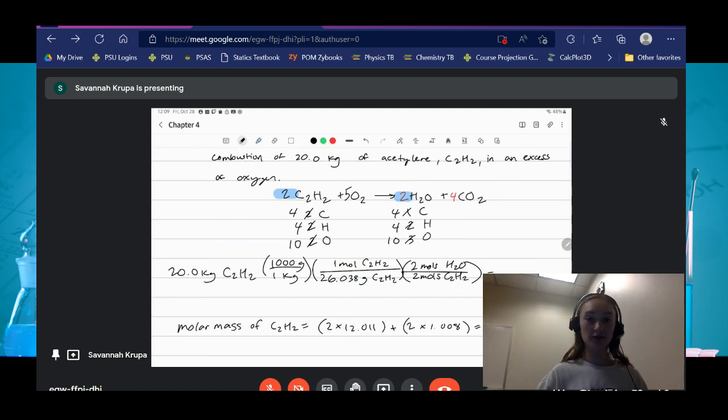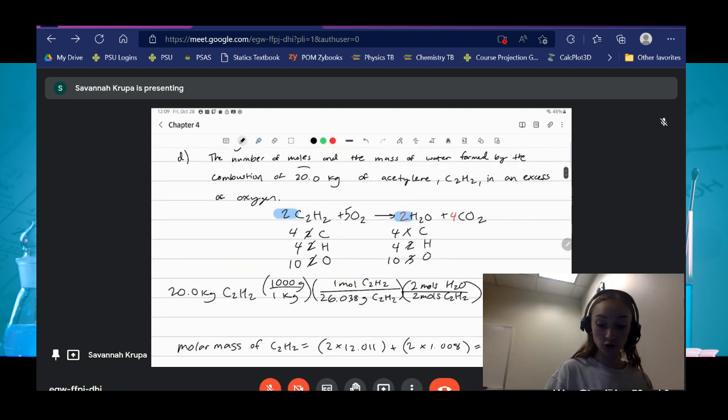Since it gave us 20.0 kilograms, that is 3 significant figures, because the 0 is after the decimal place and there are values before it. So our answer will be 3 significant figures. That'll give us 768 moles of H2O. And it not only asked us for the number of moles of H2O, but also the mass. So that's just a simple conversion using a molar mass of H2O to get from moles to grams.